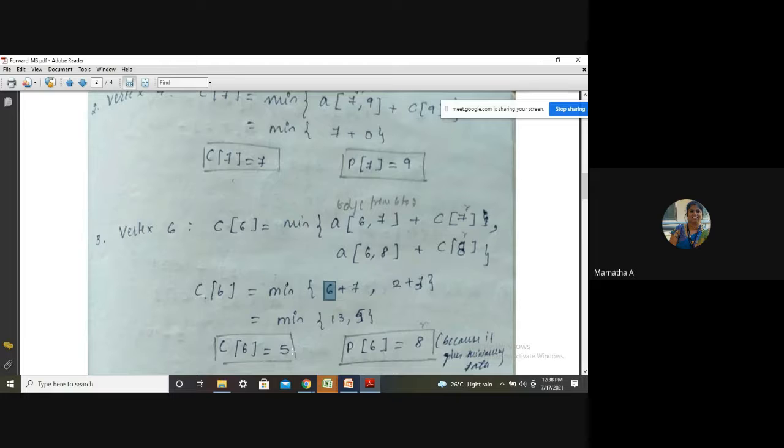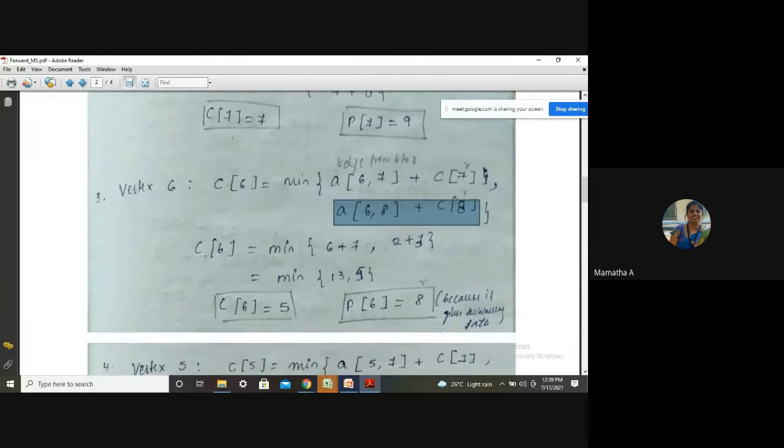So what does this mean? From 6, I can reach the sink node with the minimum cost of 5. Via which vertex? That is the vertex 8. So you should not give your 7, students. You should give which R gave you the minimum. You can observe the second one is minimum. So what is the R value for the second one? R value is what here, students? 8, ma'am. 8. So you should update P of 6 equals 8 because it gives you the minimum path.